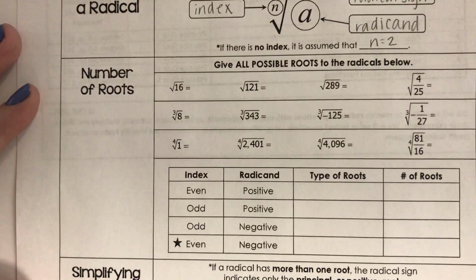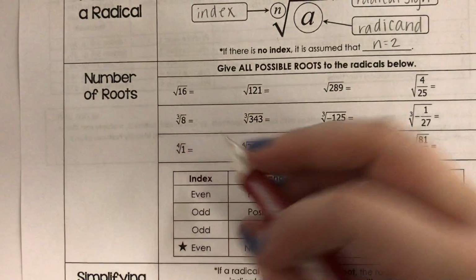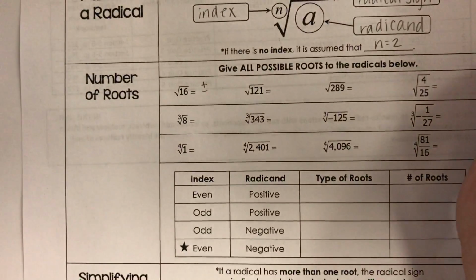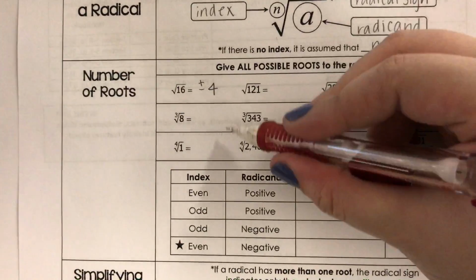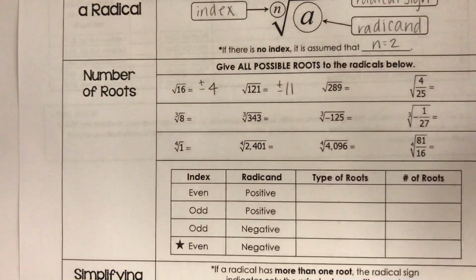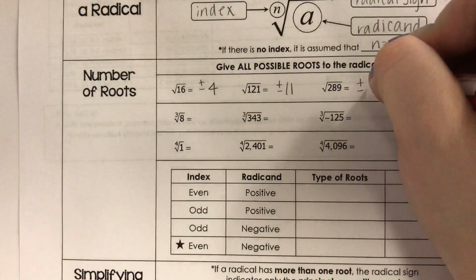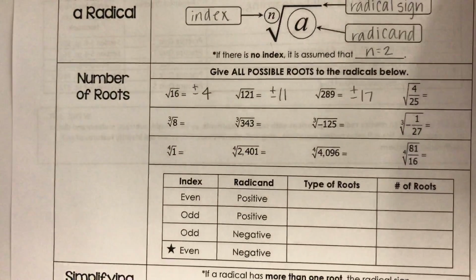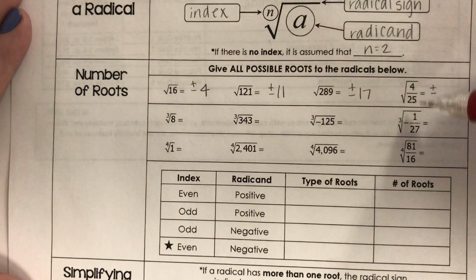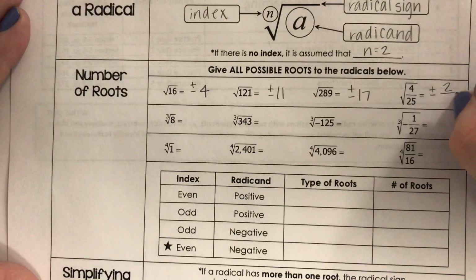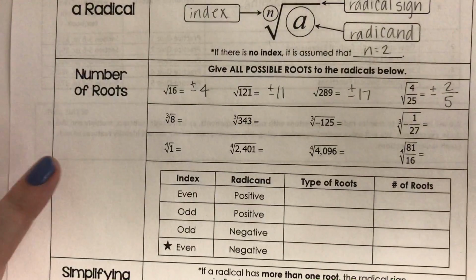Number of roots. Give all possible roots to the radicals below. So square root of 16, remember when I take the square root of 16, I have 2 possible answers, a plus and a minus, and the square root of 16 is 4. Okay, square root of 121 is plus or minus 11. Square root of 289 does exist, it's plus or minus 17. And the square root of 4 over 25 is plus or minus, you take the square root of the top and the square root of the bottom. So the square root of 4 is 2, and the square root of 25 is 5. Okay, pretty easy. Let's do the cube roots now.